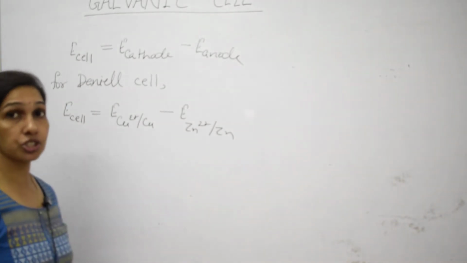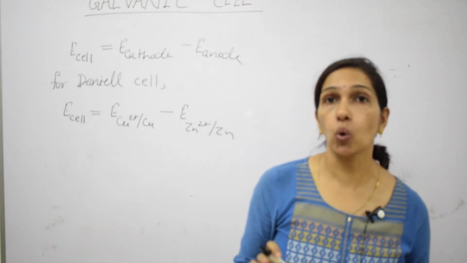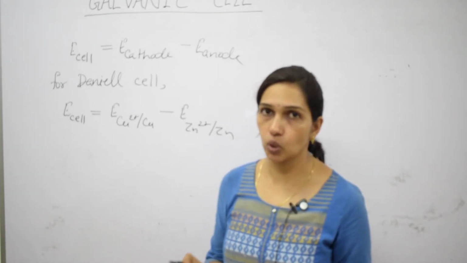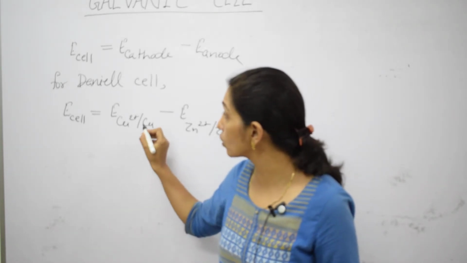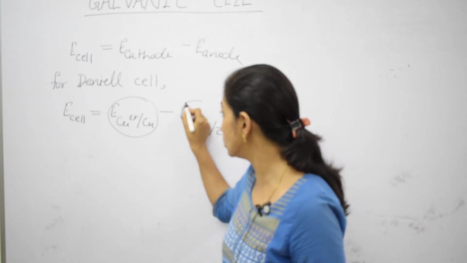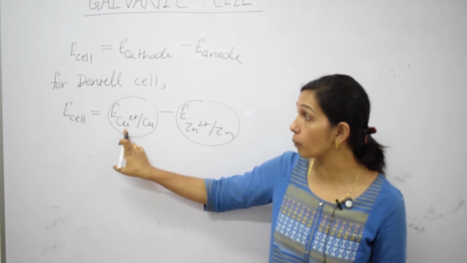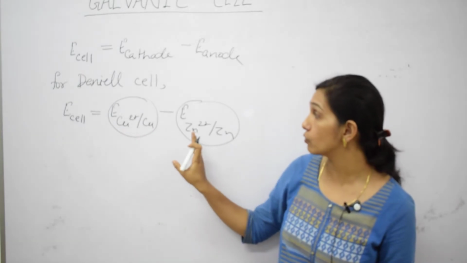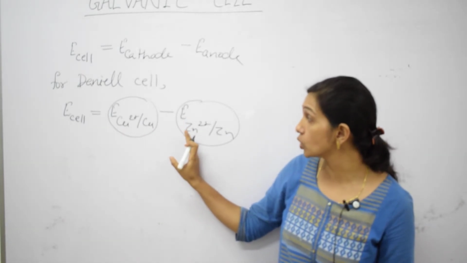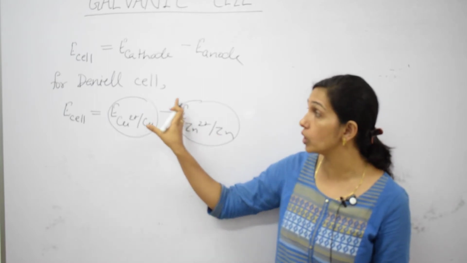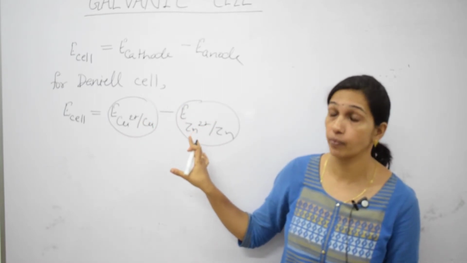According to IUPAC, we can take only reduction potentials, not the oxidation ones. We can take only the reduction potentials for each half cell. For the cathode half cell, copper 2 plus reducing to copper, and for the anode half cell, zinc 2 plus reducing to zinc. So, only reduction potentials can be taken.